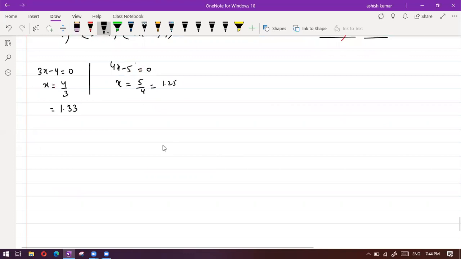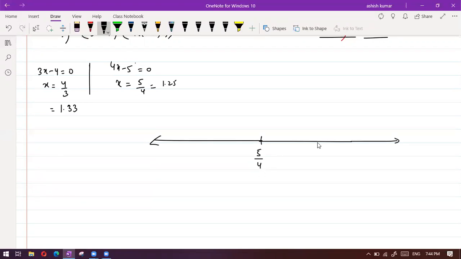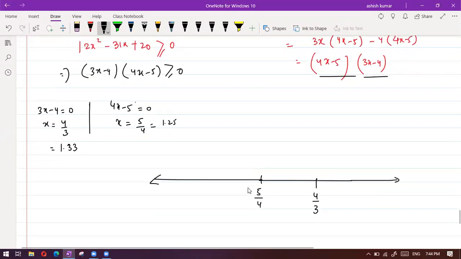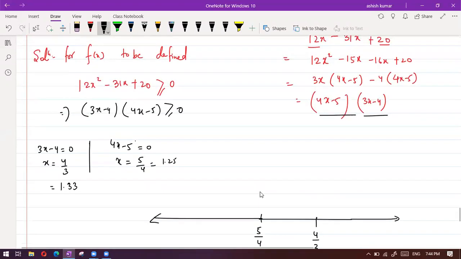Okay, so just take the number line. Write down the smaller value, 5 by 4, first, and then write down 4 by 3 later. Now take a value which is less than 5 by 4. Can you take 0? Yes, that will be positive. When you put 0 here, it gives you 0 minus 4, which is minus 4, and 0 minus 5, which is minus 5. When you get these two negatives, you ultimately get a positive value. So this part we have to consider.